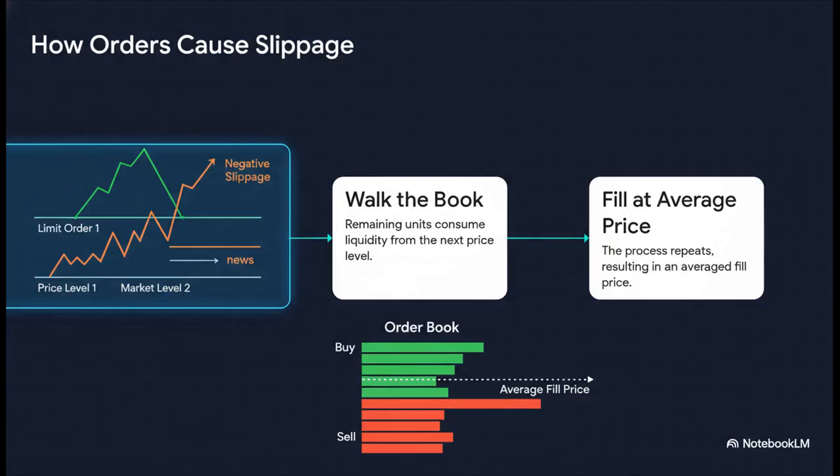So here's where it all clicks into place. When you place a market order, you're basically saying, I want to buy right now. The system goes to that first shelf, the best price, and starts grabbing units for you. But what if you want to buy 100 shares, and there are only 50 available at that best price? Well, your order doesn't just stop. It walks the book. It fills the first 50, then immediately jumps to the next best price to get the other 50. So your final price isn't the price you first saw. It's the average price across all those levels. That, my friends, is slippage in action.